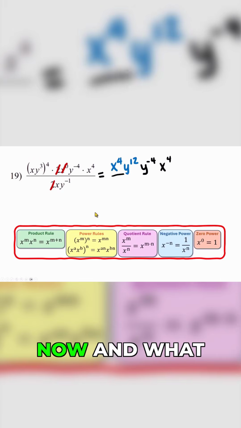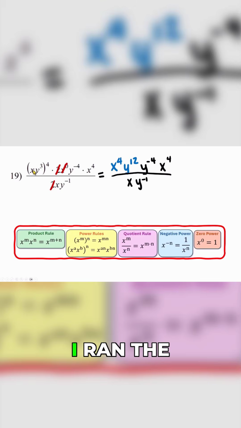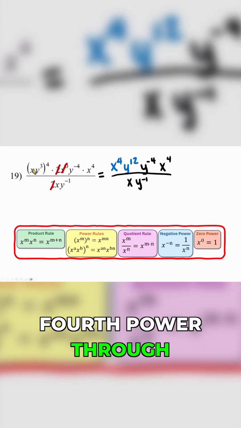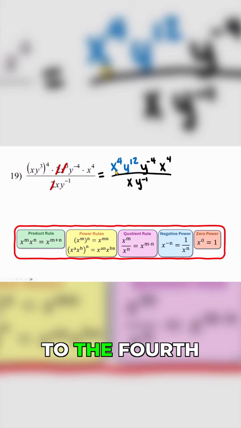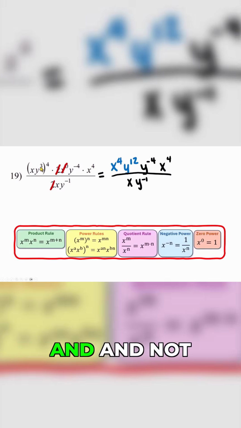So I rewrite what I have now. And what I did is I ran the 4th power through on here. So I have x to the 4th power, y to the 12th. The most common mistake here is that people will look at the exponents and not take the 4 and put it on the x as well.